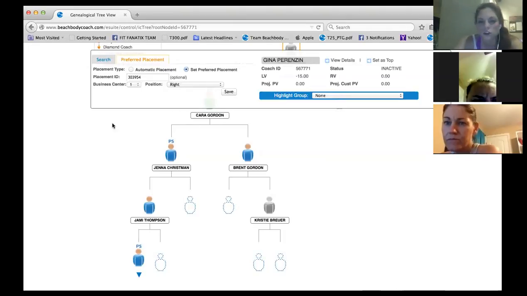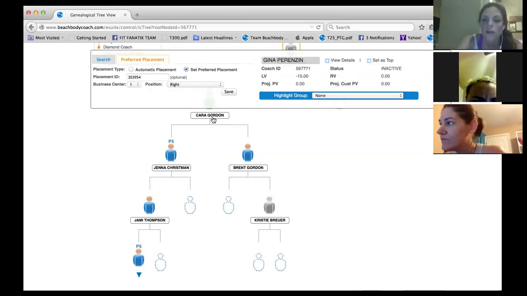So basically, Jenna's on your left leg. Now you only have two legs. You have a left leg and a right leg. So for example, Christy's going to say PS inside your account. So that's how you know it's placed on you. So it's placed on your right leg.